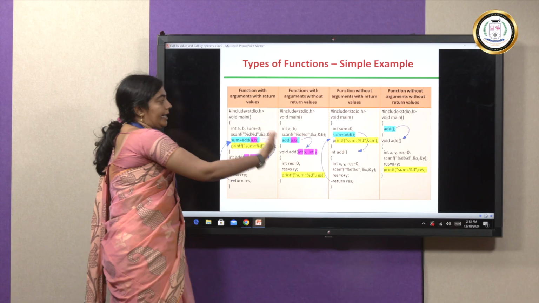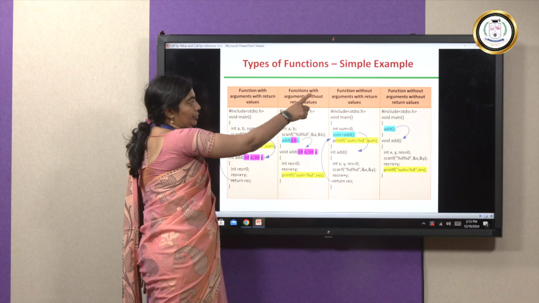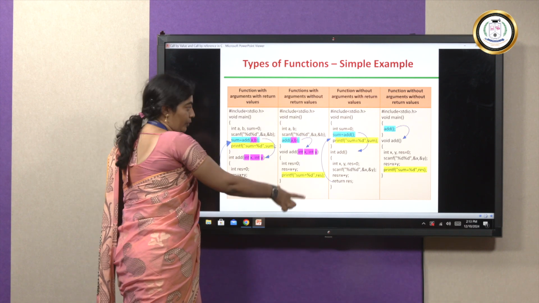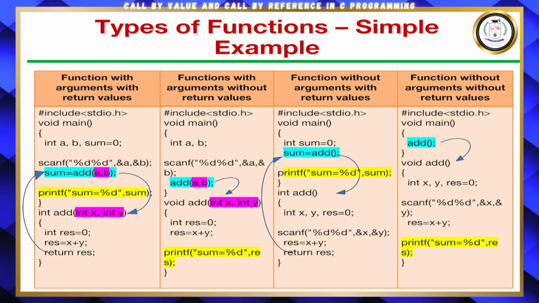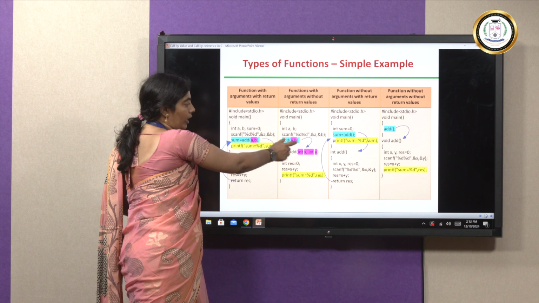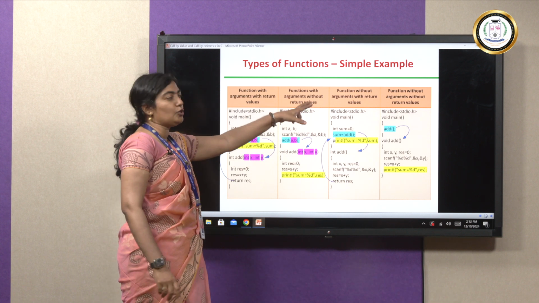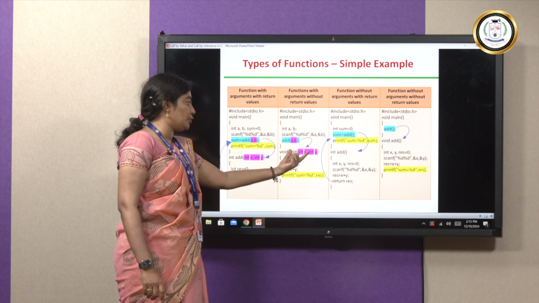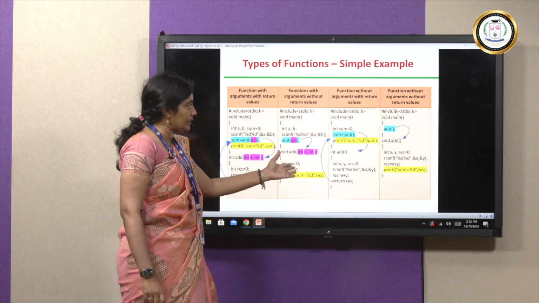The same thing is carried out in this. So here, function with arguments without return value. In that, the same program is determined. Since I don't return any value, I have printed the result inside the function itself. Inside the add function, I have printed the result. At the calling place, I have given two variables. Since it is with arguments, I have given two variables in the calling place, and two parameters in the called place to hold the two variables, and it is executed.